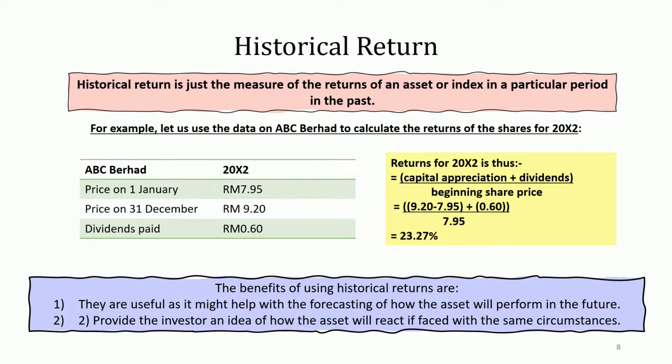For example, let us use the data on ABC Berhad to calculate the returns of the shares for 20/2. The benefits of using historical returns are: 1. They are useful, as it might help with the forecasting of how the asset will perform in the future. 2. Provide the investor an idea of how the asset will react if faced with the same circumstances.